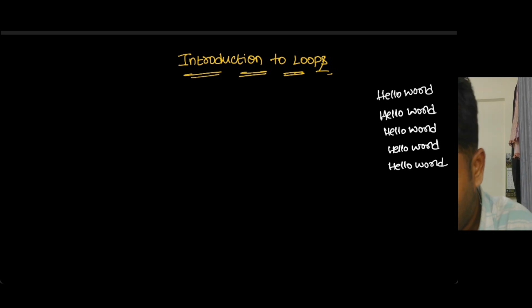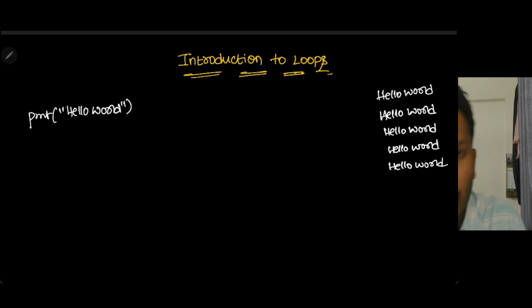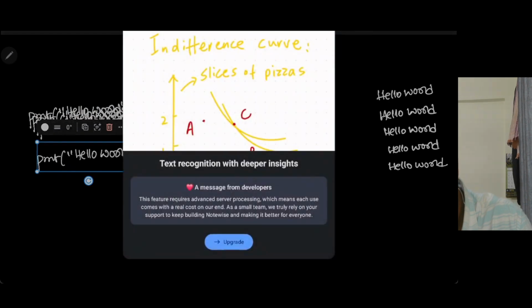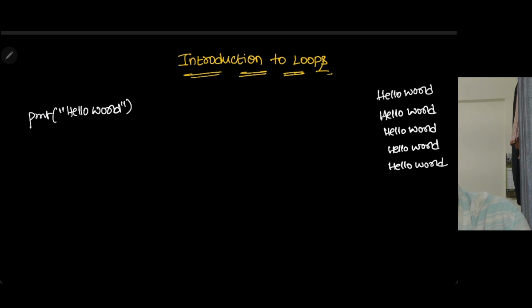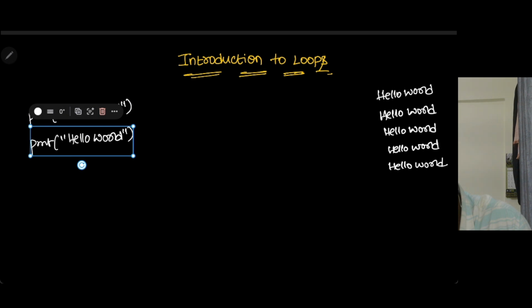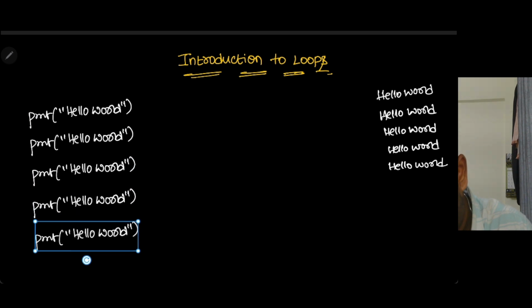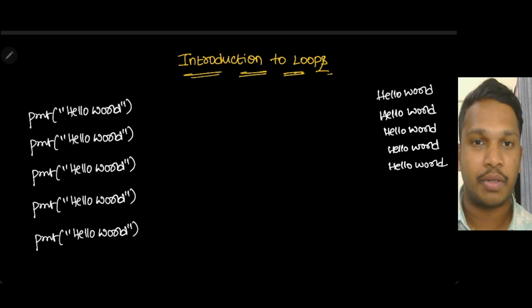You will just write print hello world like this, and again 2, 3, 4, 5. Oh sorry, it is not coming. So we'll just copy this and paste it. You people will write the code like this. Am I right? So you will write hello world 5 times, and in the output screen I will get hello world 5 times. Am I right?